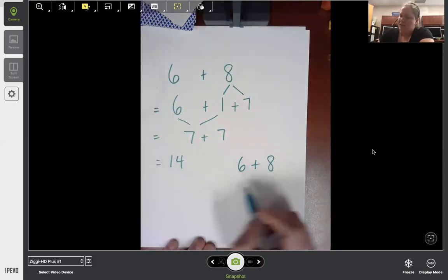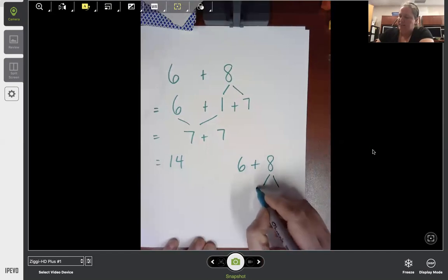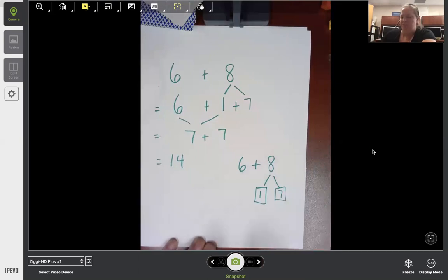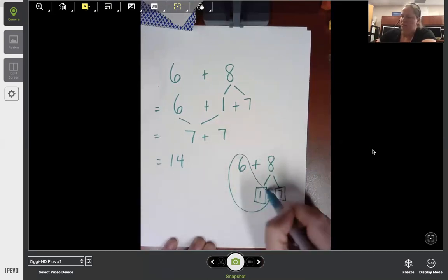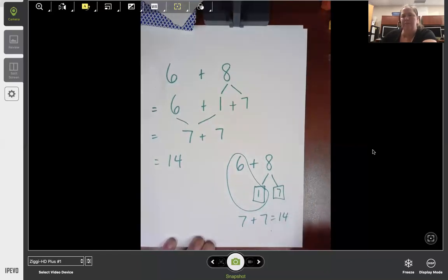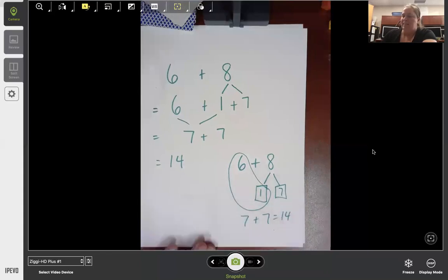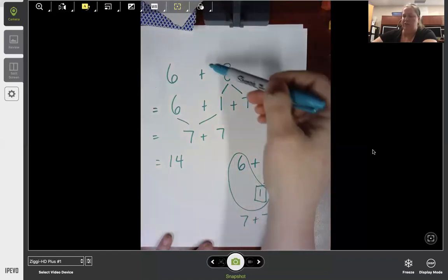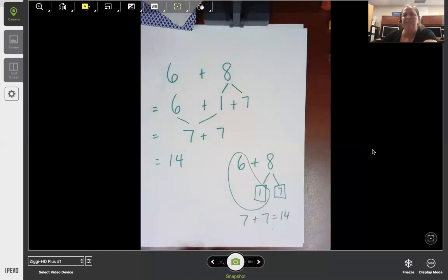And for grade 1s, we would sometimes write it like this, where you would decompose the 8, and then you can put that 6 and the 1 together to make the 7, and then bring the other 7 and then add them to make the 14. So this is a strategy that sometimes we've found that grade 1 teachers are finding is a little easier for their students than all of this writing.